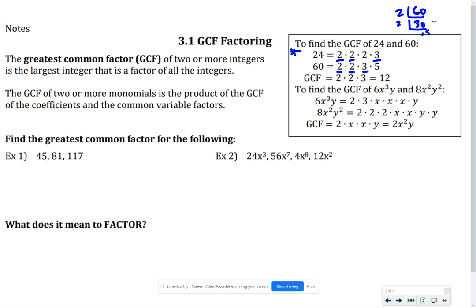The greatest common factor then is the product of those common factors. So 2 times 2 times 3, which is 12. So the largest number that will divide evenly into 24 and 60 is 12.